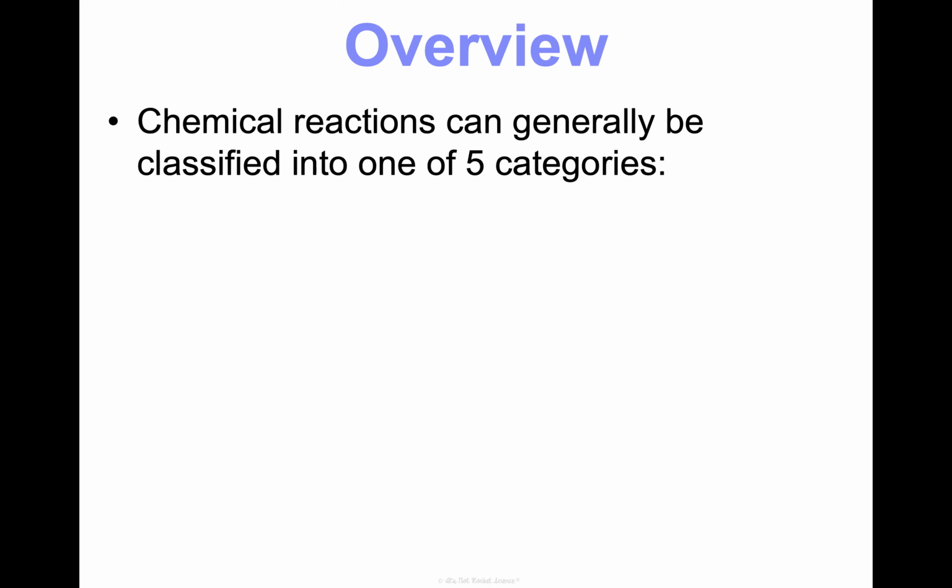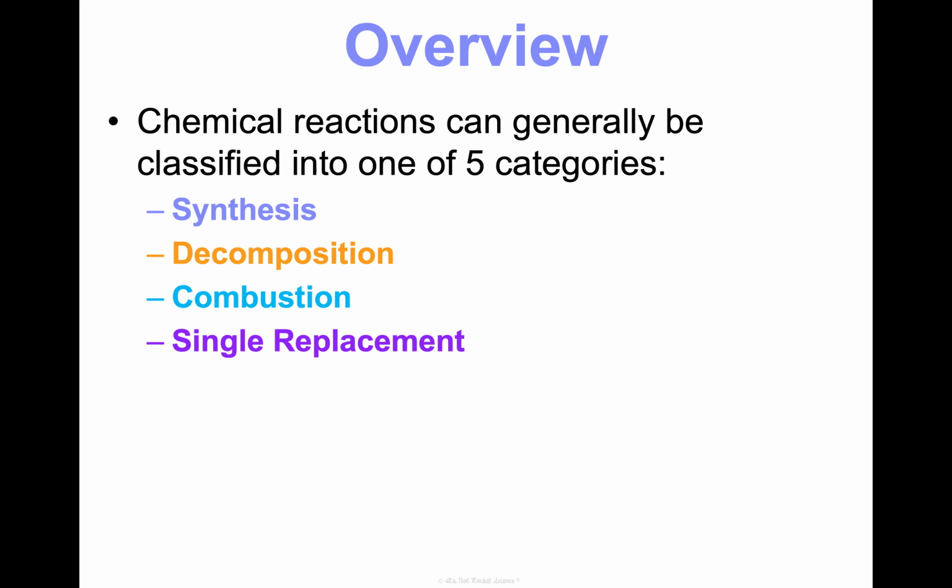Chemical reactions in general fall into one of 5 categories, and we're going to see today that there are other specifics you can get into. I'll cover a few extras for you, but these are the 5 general categories. Reactions can be considered synthesis, decomposition, combustion, single replacement, or double replacement.